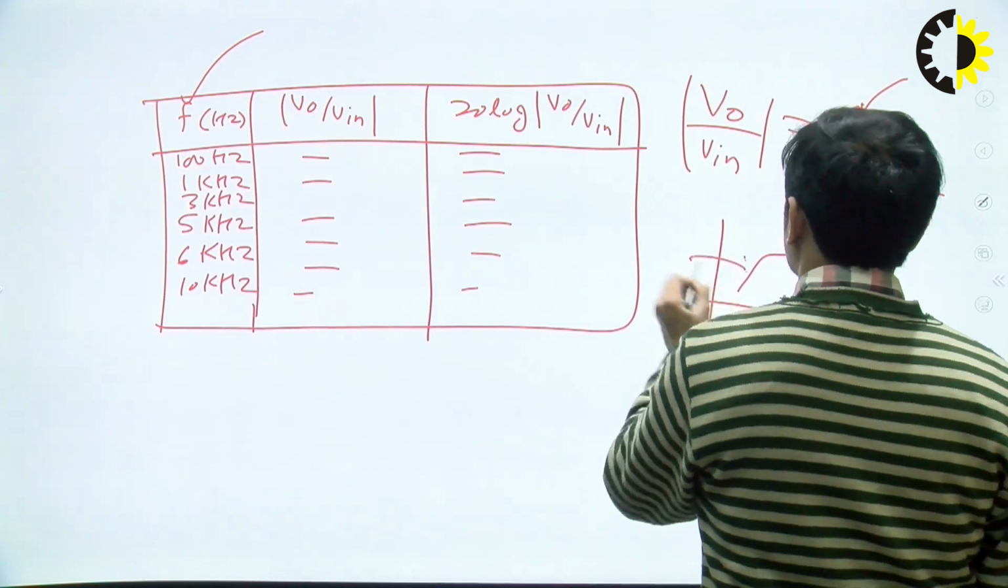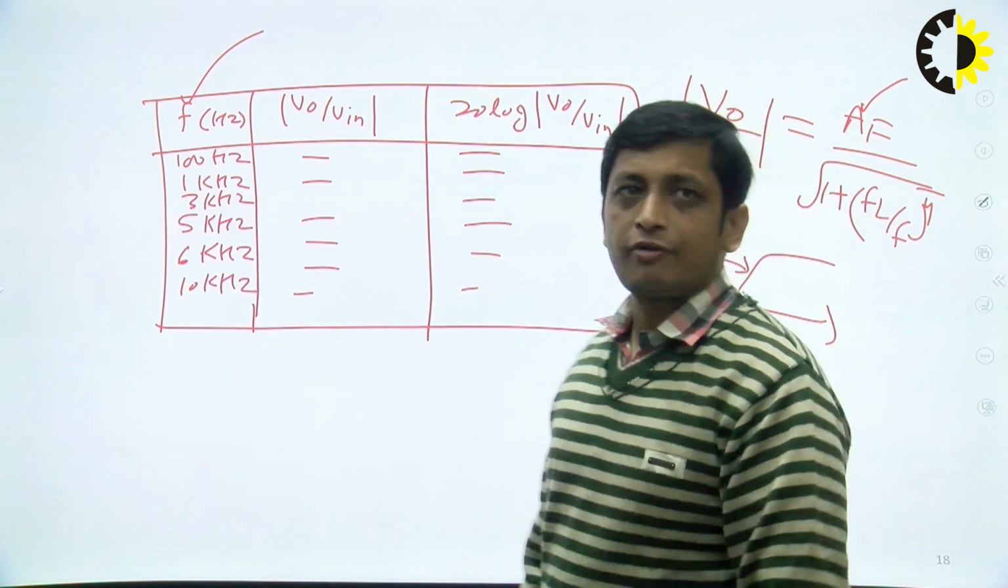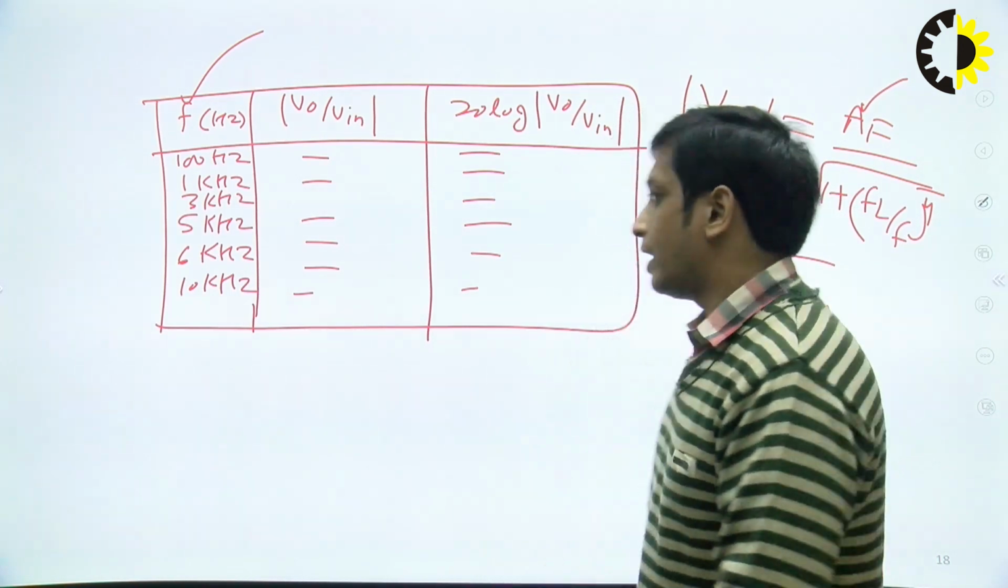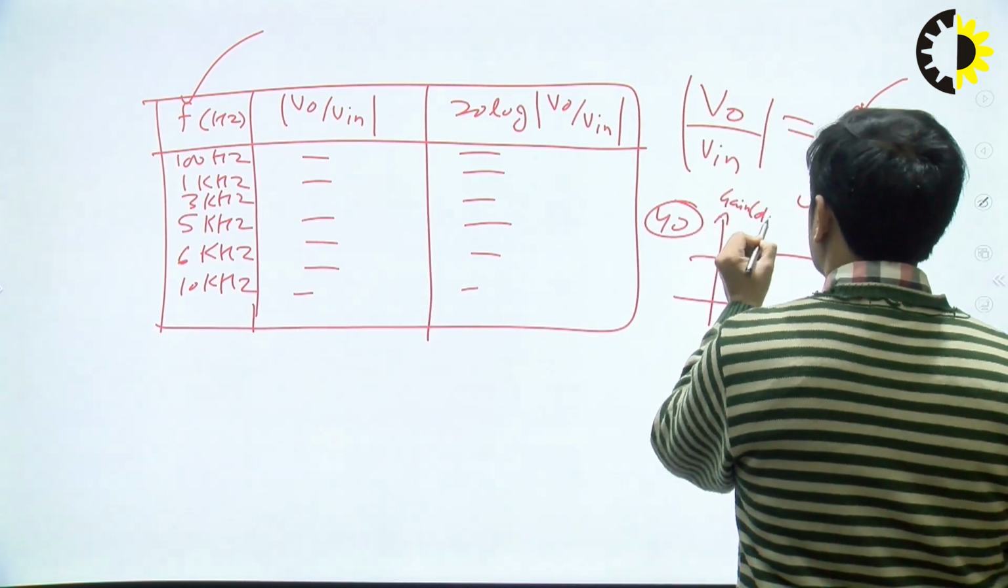And of course, the roll-off rate will be 40 dB per decade for second order. For first order, it is 20 dB. For second order, it is 40 dB per decade. And at the x-axis, there is frequency. At the y-axis, there is gain in dB.